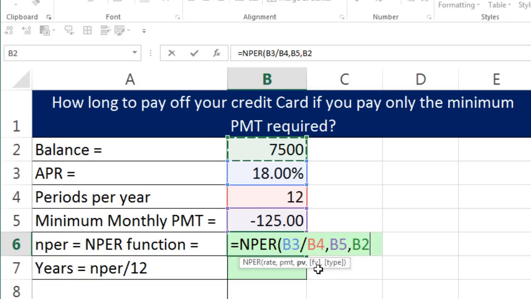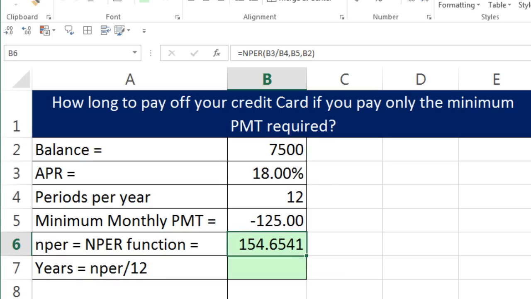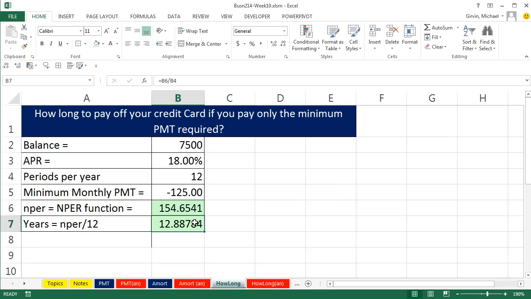We don't have a balloon payment at the end, and we can leave the argument off because it's got those square brackets, and we know the default, it's end. Oh, that hurts. 154 months. If we take that and divide it by 12, that'll tell us it's going to take a lot of years. And if you build an amortization table for this, that would be a lot of interest. How long? Too long. Don't pay your minimum balance.